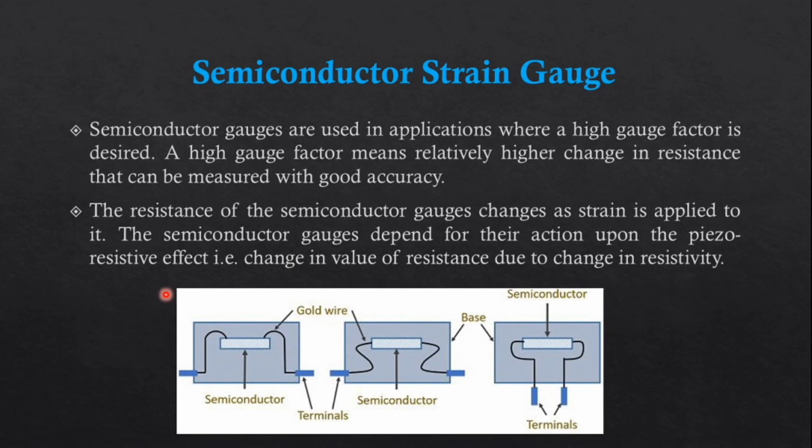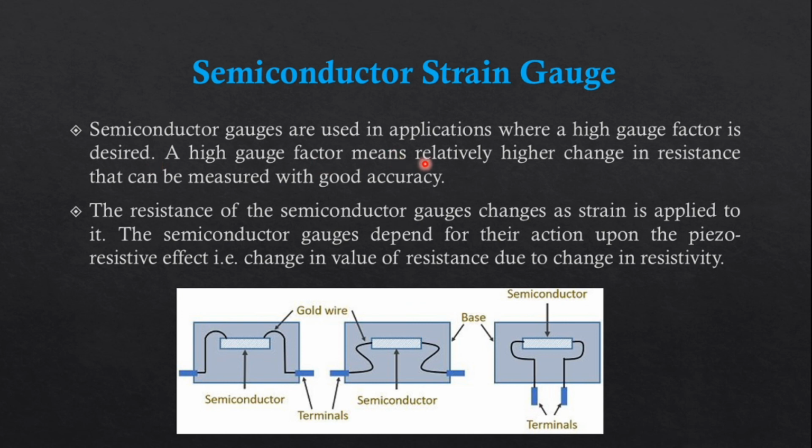Now moving forward, the next theory is the semiconductor strain gauge. Semiconductor gauges are used in applications where a high gauge factor is desired. We also know what gauge factor is: delta R by R divided by delta L by L. Whenever the change in length is very small but the change in resistance is very high, at that time we can call the gauge factor very good.